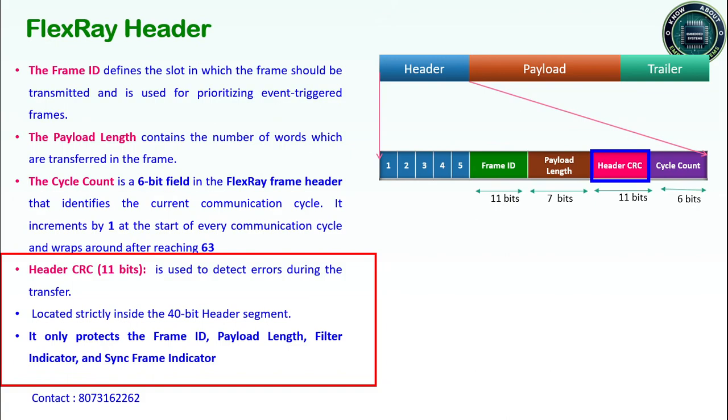That's how FlexRay is used. So what is the use of this header CRC? The header CRC is used to detect errors during the transfer, and it's going to protect your ID, length, filter indicators, and frame indicators. So it protects the complete header information.